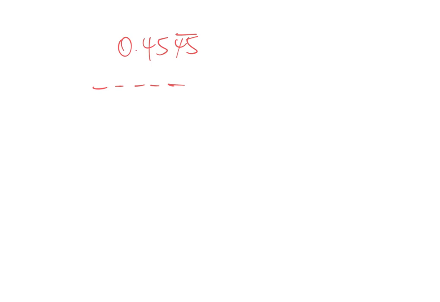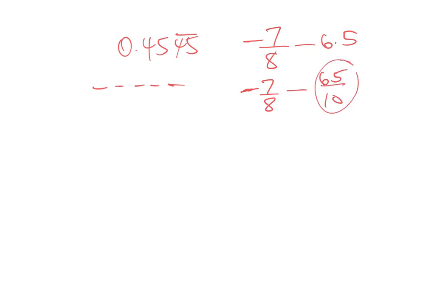Expressions containing both decimals and fractions. If they give you a problem like negative 7 over 8 minus 6.5, then I would recommend that you either convert it both to decimals or both to fractions. But it'll be ideal, again, to convert both to one consistent form, whether you want to do it as fractions, negative 7 over 8 minus 65 over 10, which you can simplify, but that would be doing it the fraction route, or change this to a decimal.